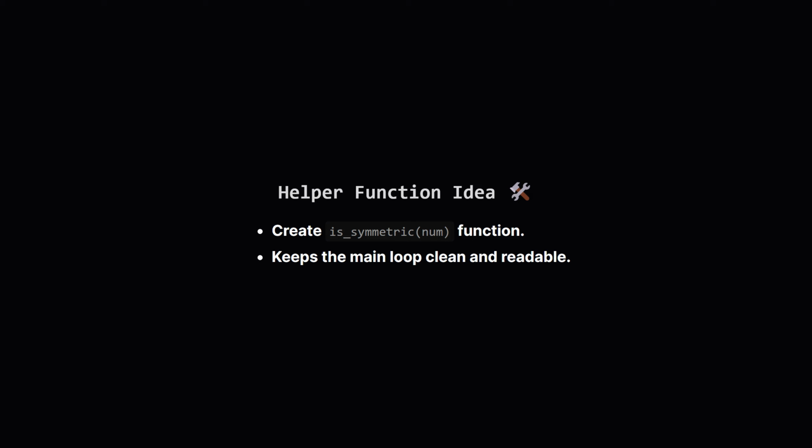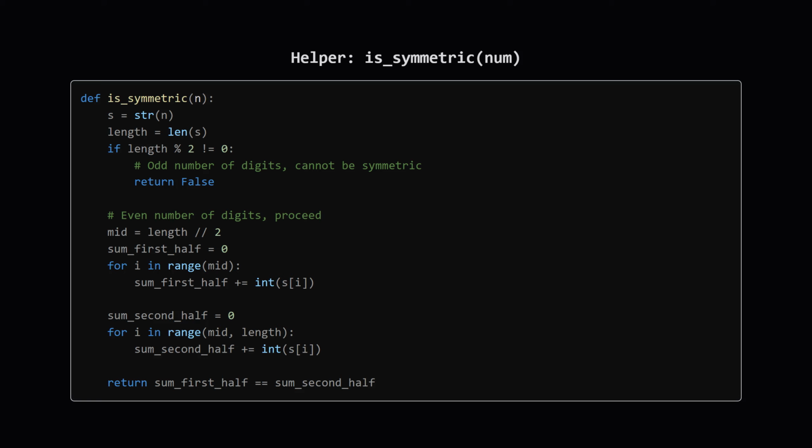This way, our main loop just needs to call this helper for each number. Much cleaner, right? Okay, let's look at how this is_symmetric helper function might look in Python. It takes a number n. First, we convert n into a string s. Then, we get its length. We immediately check if the length is odd using the modulo operator, %. If length % 2 is not 0, it's odd, so we return false right away.